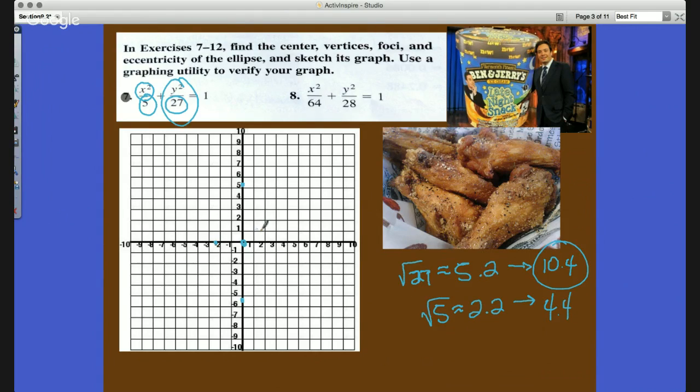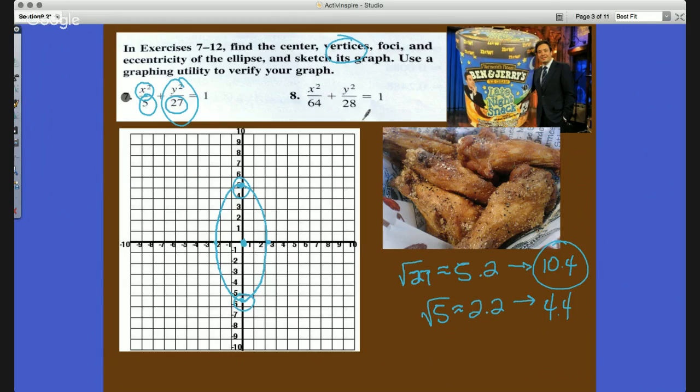So I'm going to go 2.2 to the left and 2.2 to the right, and it always comes from my center, not from the origin. So if my center changed, then obviously these points would change as well. So my ellipse would look something like this. Now, if I ever ask what my vertices are, the center is 0, 0, and my vertices are wherever my major axis is. So this would be 0, 5.2 and 0, negative 5.2, since it is my major axis.